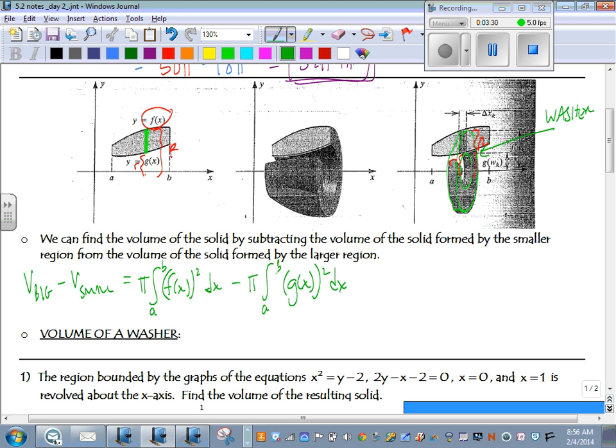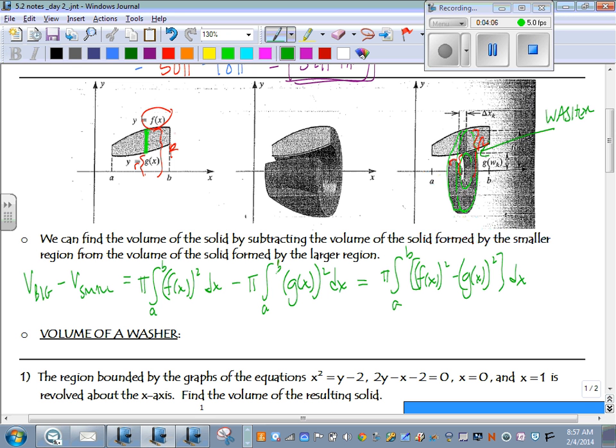But we can actually combine those, since those will both have definite integrals from a to b, we can combine that into one definite integral. Pi times the definite integral from a to b of f of x squared minus g of x squared dx. Right, because these have some things in common, the pi's, the dx. We can combine that into one definite integral.